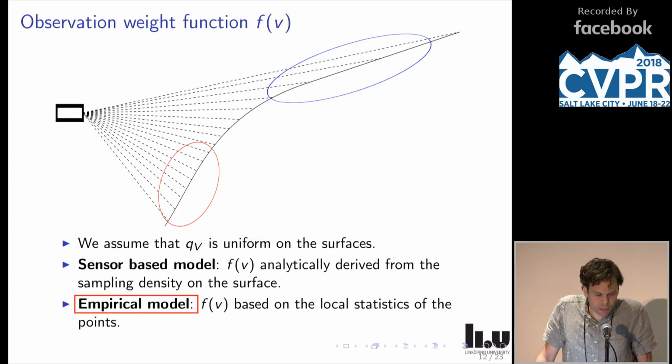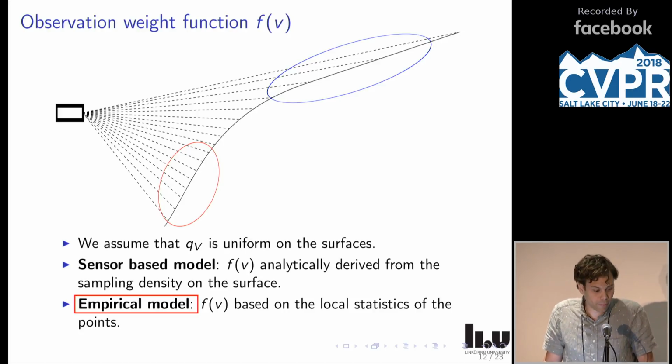So what remains now is to determine this observation weight function f here. Firstly, we assume that the latent scene distribution is uniform on the surfaces. So this observation weight function only depends on the local sampling density on the surface. Here we see an illustration of the sampling pattern from a sensor on a surface.